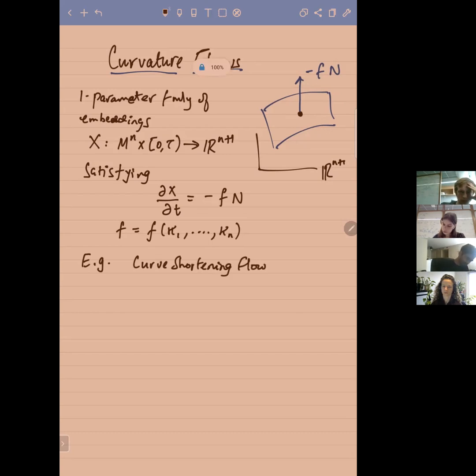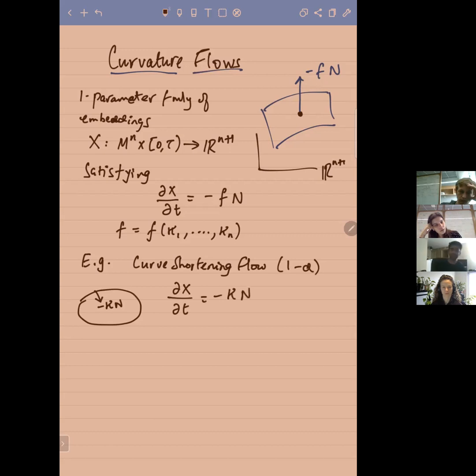Okay, so this is in one dimension. You simply have a curve, and each point is moving at the speed kappa inwards. So the differential equation it obeys is dx/dt equals just minus kappa times n. So f is just equal to kappa.